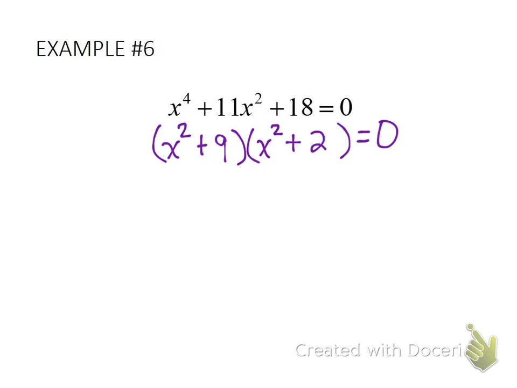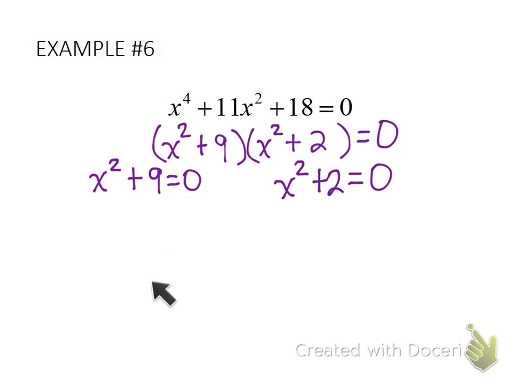If we can't factor anymore, we are ready to set him equal to 0. X squared plus 9 equals 0. X squared plus 2 equals 0. We're not ready to square root yet. What do we have to do first? So we're getting x by itself. First step to do that on the left side is subtract 9. X squared equals -9. Now we're ready to square root both sides.